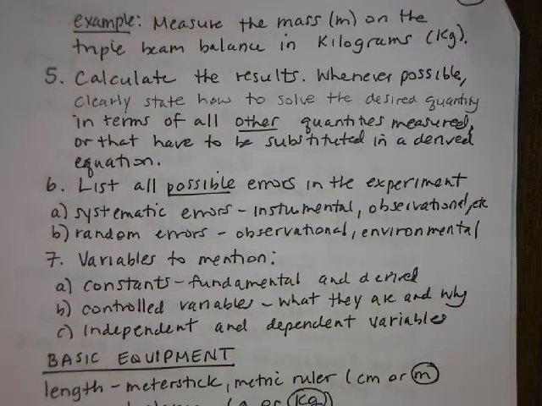Number 5, calculate the results. Whenever possible, clearly state how to solve for the desired quantity in terms of all the other quantities measured, or that have to be substituted into a derived equation. Number 6, list all possible errors in the experiment, so systematic errors, errors in the instruments, or observational, random errors. Number 7, variables to mention: the constants, like what's a fundamental constant, what's a derived constant. Controlled variables, what they are and why. And then don't forget to say what the independent and dependent variables are.